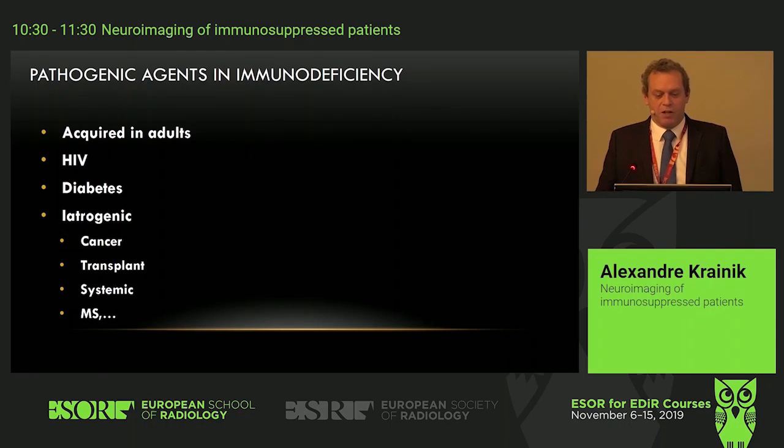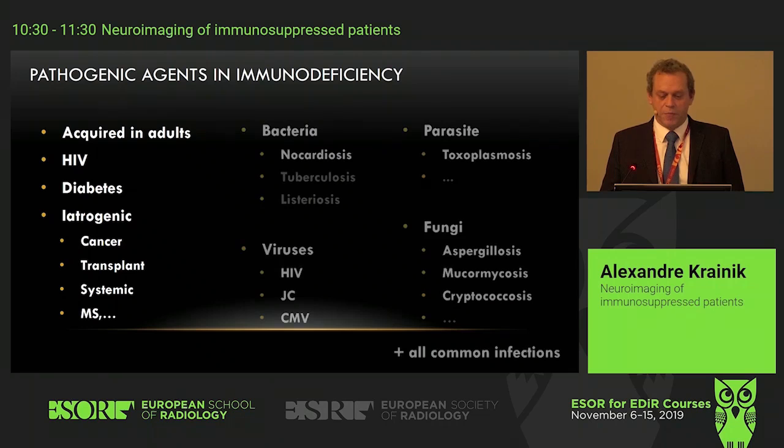And then, what about immunodeficiency, actually? Usually I will deal only with adult subjects, not with children. And most of the time it's acquired. One of the main causes is HIV infection, diabetes, and also iatrogenic causes related to cancer treatment, transplant, or systemic disease, and even now multiple sclerosis.